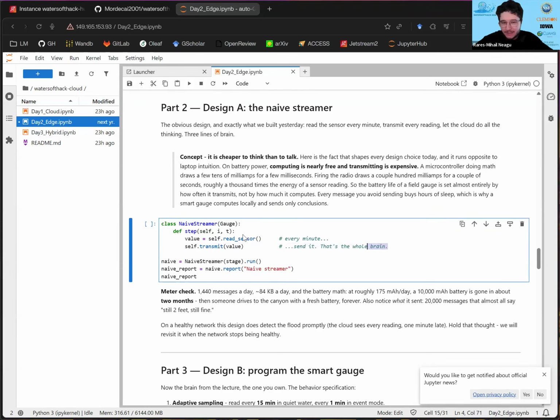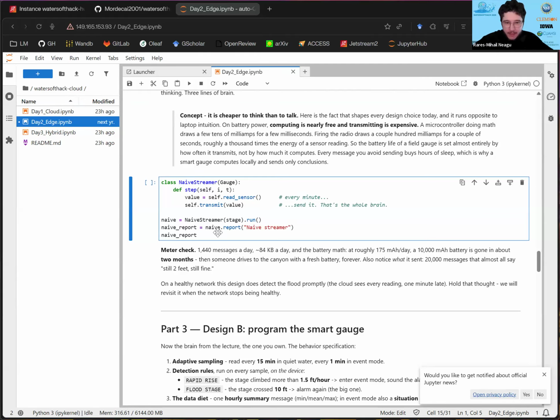Is naive streamer a function? No, naive streamer is a class. A function is always defined in Python with def. A class is defined with the keyword class. So naive streamer is a class that inherits from the gauge class. This is called time sampling. It samples every time, no matter what happens.